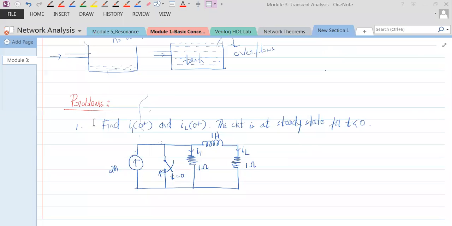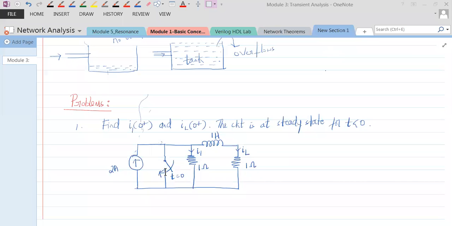What is this problem all about? We are asked to find out I1 of 0 plus and IL of 0 plus in this particular circuit. And one piece of information that we need to extract from the circuit is the symbol of the switch.